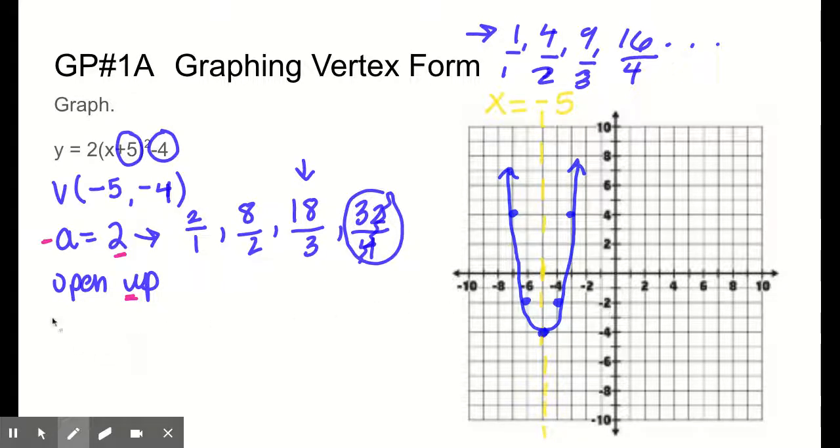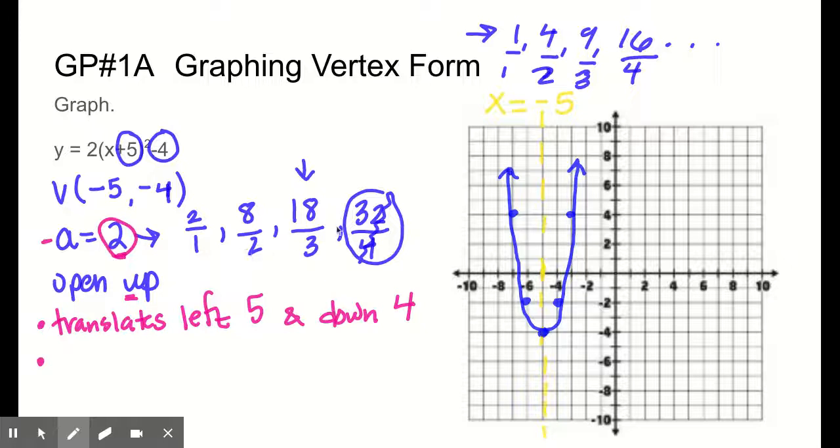So for this graph here, the first thing I'm going to explain is that it translates to the left 5 and down 4. And then because our A value is 2, there's going to be a shrink or stretch. Now remember, like a rubber band, when it gets narrower, that's like we're pulling up on the rubber band, making it stretch out. So this is a vertical stretch of 2. And that is the transformation from the parent function.